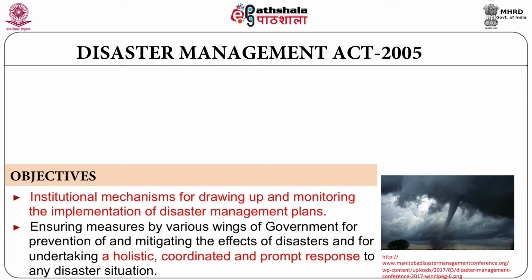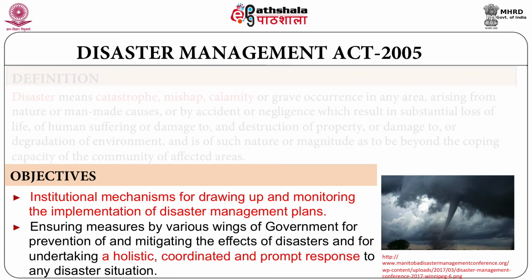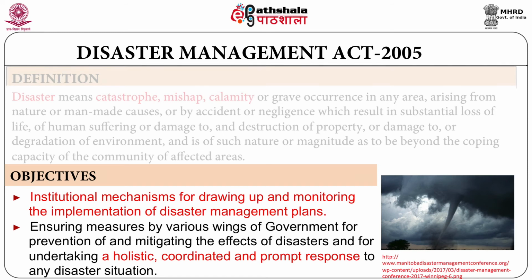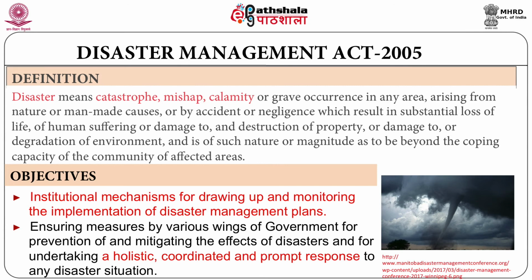And what does disaster mean? Disaster means catastrophe, mishap, calamity or grave occurrence in any area arising from natural or man-made causes, by accident or by negligence, which results in substantial loss of life, human suffering, or damage to and destruction of property, or damage to or degradation of environment, and is of such nature or magnitude as to be beyond the coping capacity of the community in the affected areas.